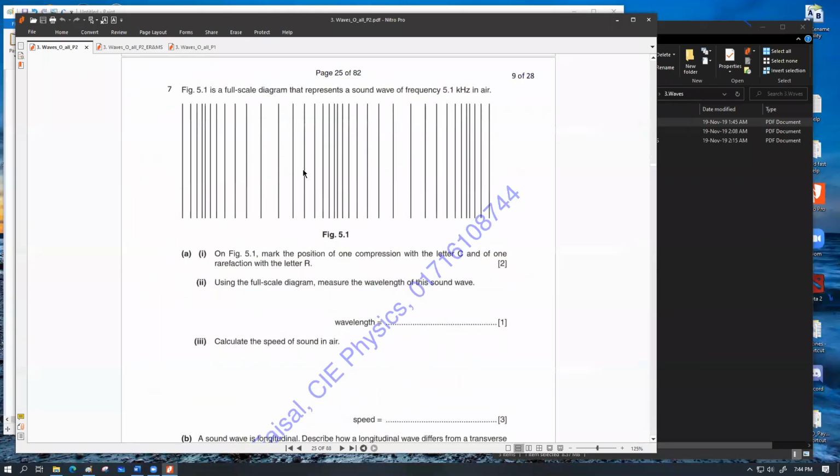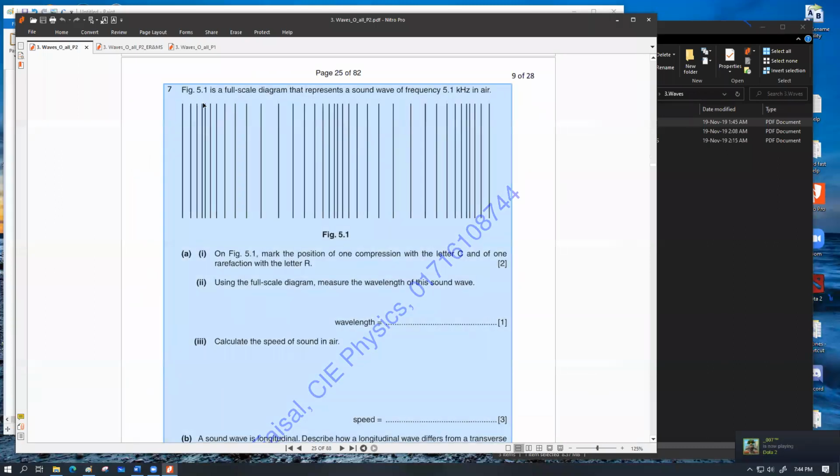Okay, one of the other things that I want to discuss from here. Question দেখো, figure 5.1 is a full scale diagram that represents a sound wave of frequency 5.1 kilohertz in air. On figure 5.1 mark the position of one compression with the letter C and one rarefaction with the letter R.